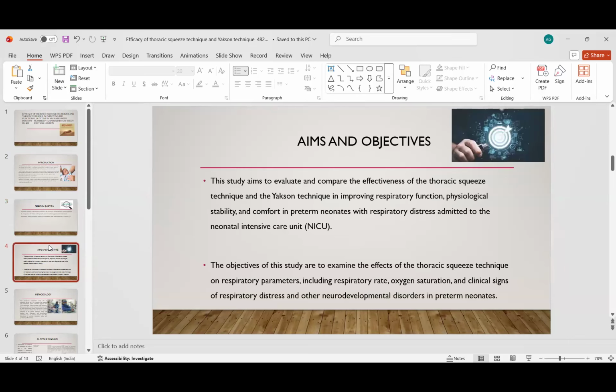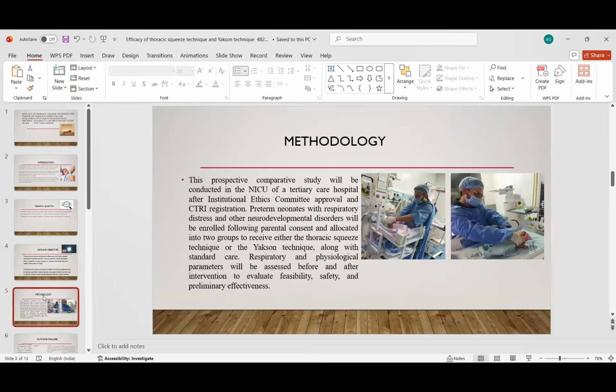Now, this is the aim and objective. This study aims to evaluate and compare the effectiveness of the thoracic squeeze technique and the Yaksan technique in improving respiratory function, physiological stability, and comfort in preterm neonates with respiratory distress admitted to the neonatal intensive care unit. The objectives of the study are to examine the effects of the thoracic squeeze technique on respiratory parameters, including respiratory rate, oxygen saturation, clinical signs of respiratory distress, and other neurodevelopmental disorder in preterm neonates, which is described well in the outcome. So this is the methodology.